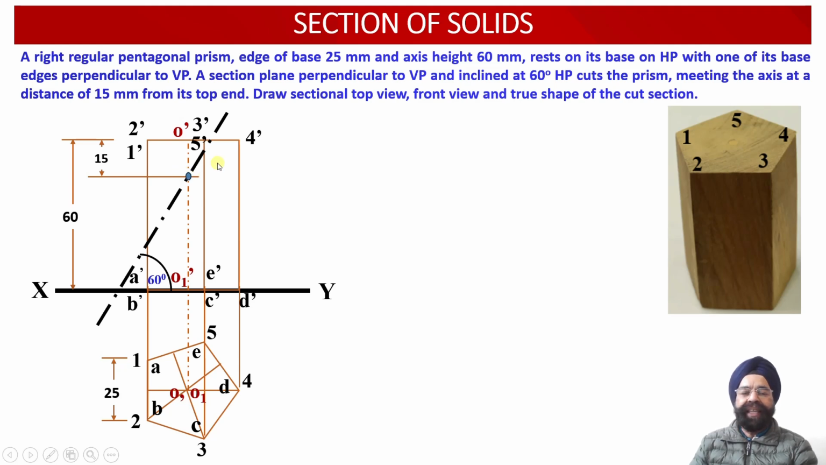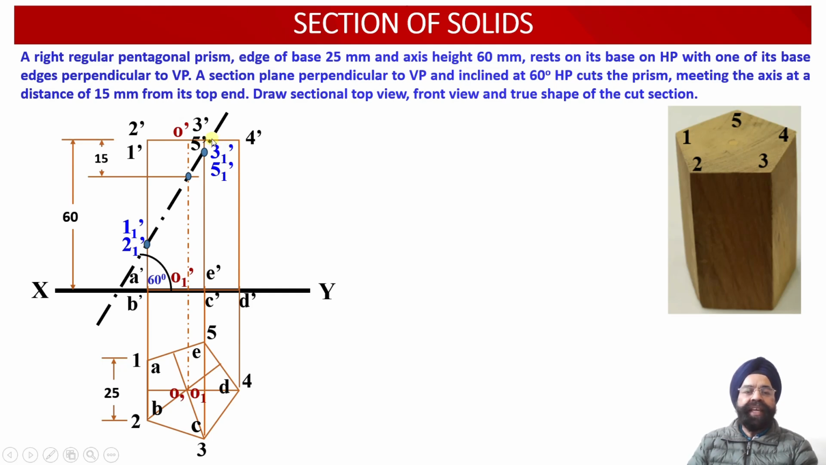Now we find that the cutting plane cuts this pentagonal prism at 6 points over here. We can check the vertical edges 1 dash, A dash and 2 dash, B dash have been cut by this cutting plane at points 1 1 dash and 2 1 dash over here. Similarly, the vertical edges of this prism 5 dash, E dash and 3 dash, C dash have been cut by this cutting plane at 2 points, that is 5 1 dash and 3 1 dash over here.